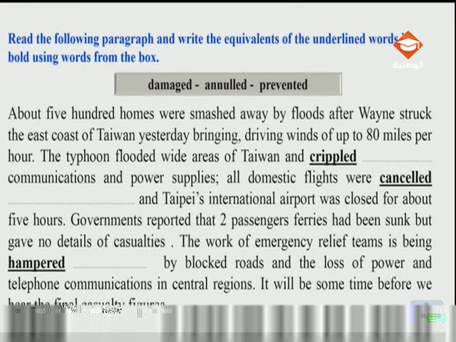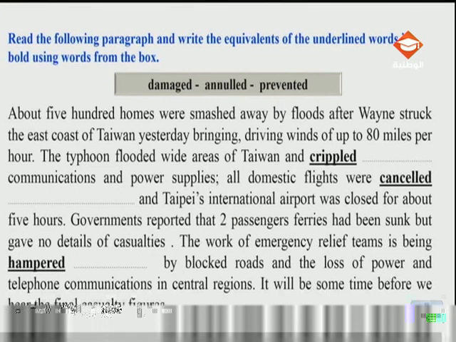Governments reported that 2 passengers' ferries had been sunk, but gave no details of casualties. What are casualties, Miss? Victims. The people injured in an accident or in a disaster, we call them casualties or victims. The work of emergency relief teams is being hampered or prevented by blocked roads and the loss of power and telephone communications in central regions. It will be some time before we hear the final casualty figures.